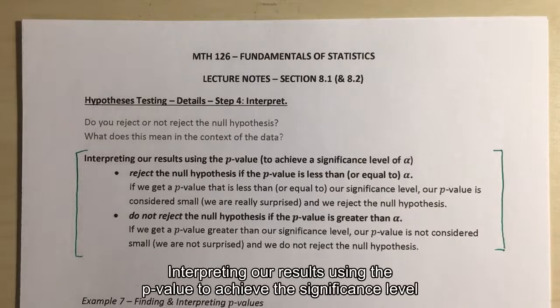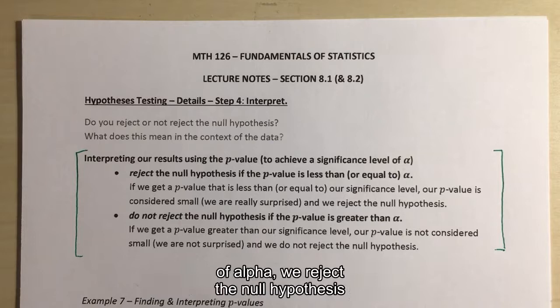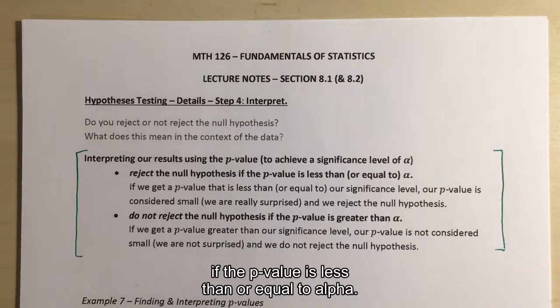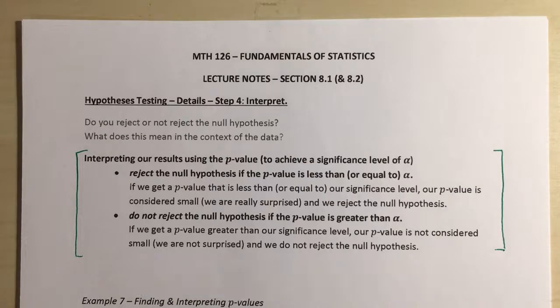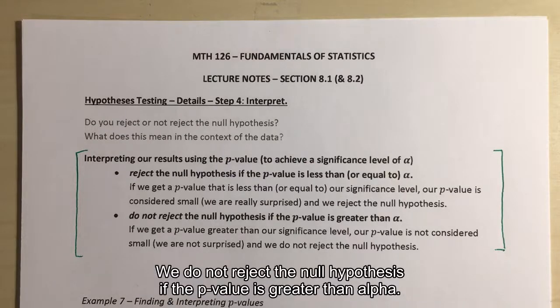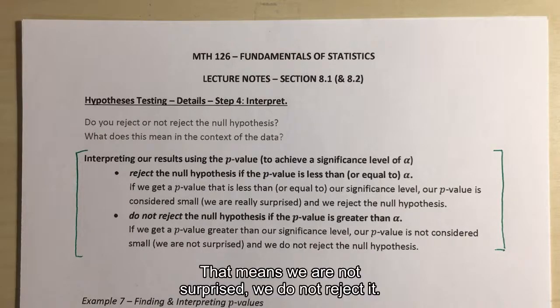So, interpreting our results using the p-value to achieve the significance level of alpha, we reject the null hypothesis if the p-value is less than or equal to alpha. Right? Our p-value is very small, we are very surprised, and we reject the null hypothesis. We do not reject the null hypothesis if the p-value is greater than alpha. Right? That means we are not surprised, so we do not reject it.